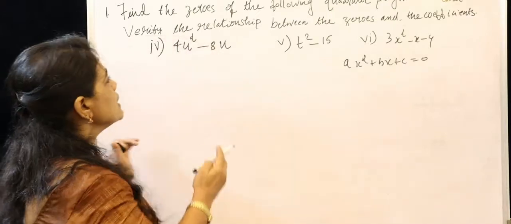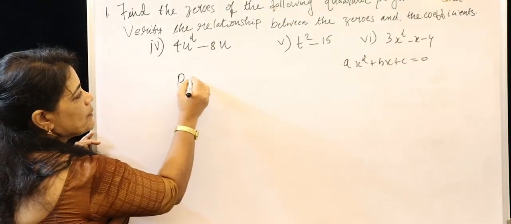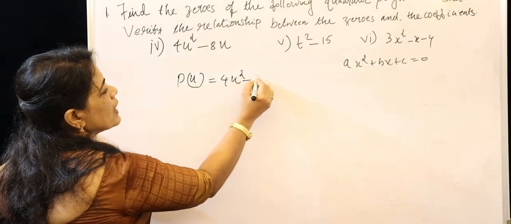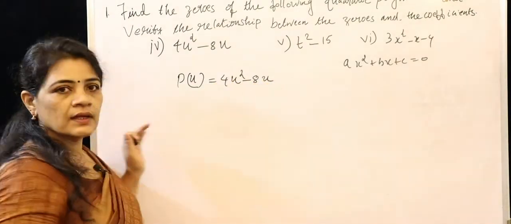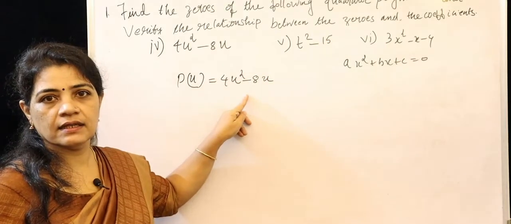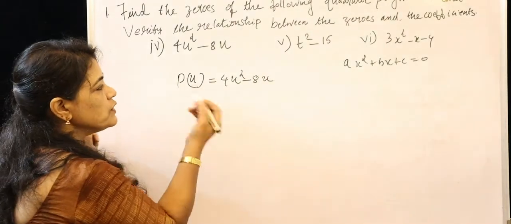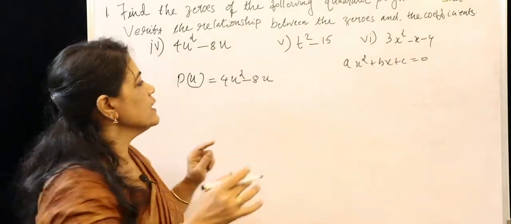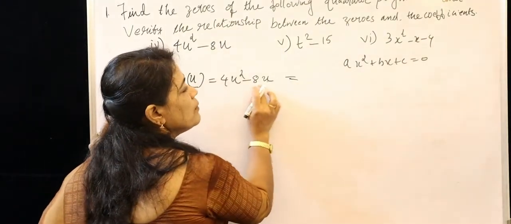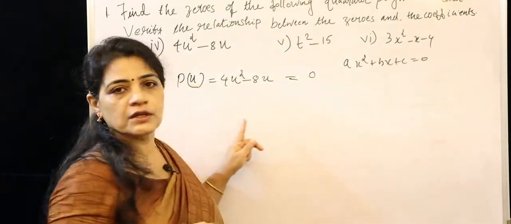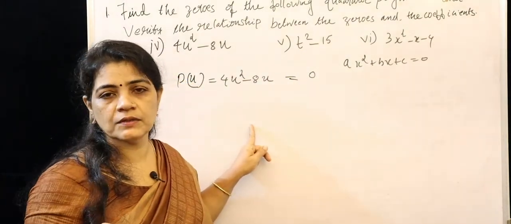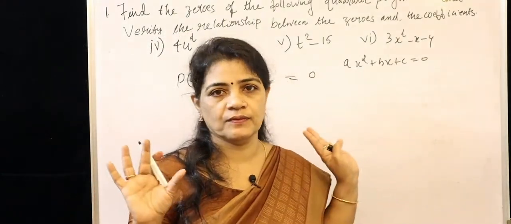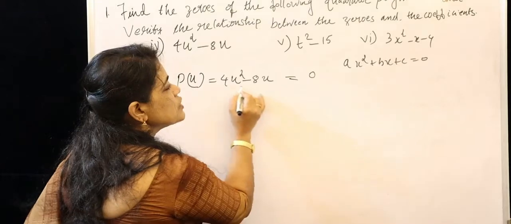Okay, that means here it can be represented by p of u, that is 4u square minus 8u. I am going to factorize this. Okay, that is, in order to get 0, you can equate this p of u equal to 0. Okay, that is 4u square minus 8u equal to 0. That is a very important step, children. In order to get the zeros, you have to equate that to zero.